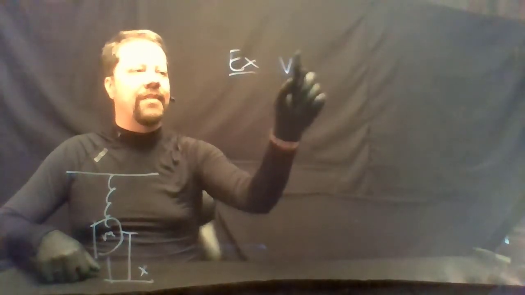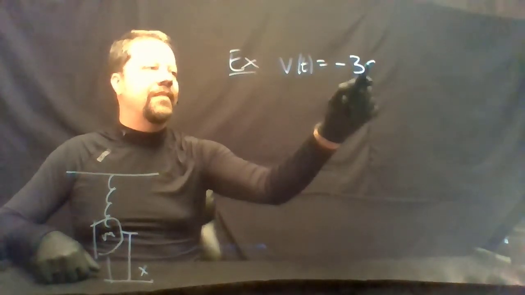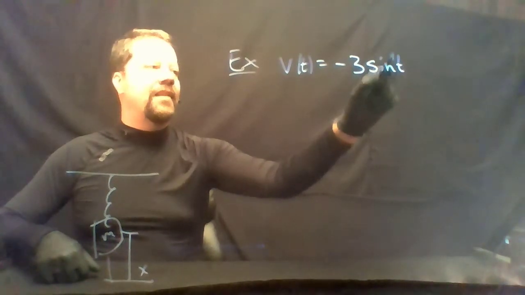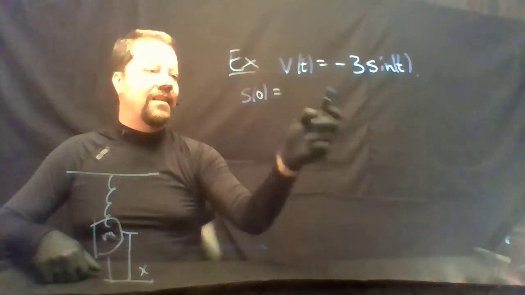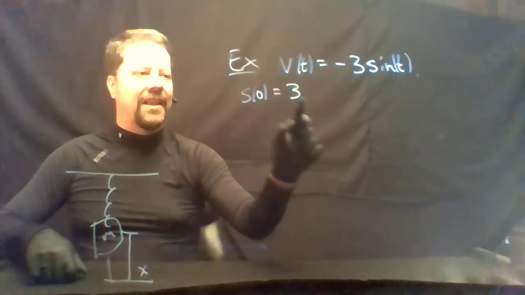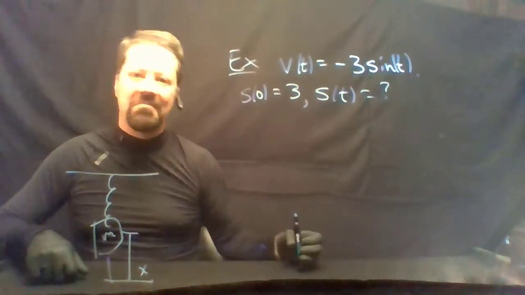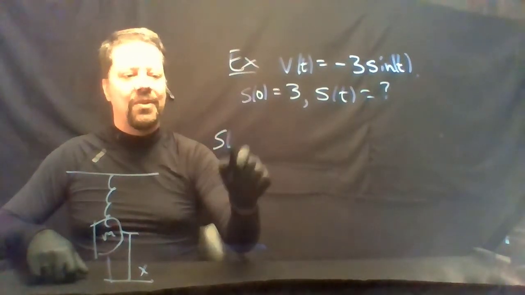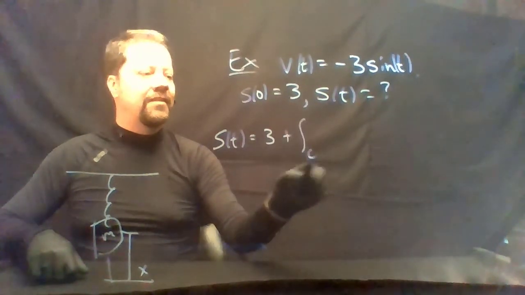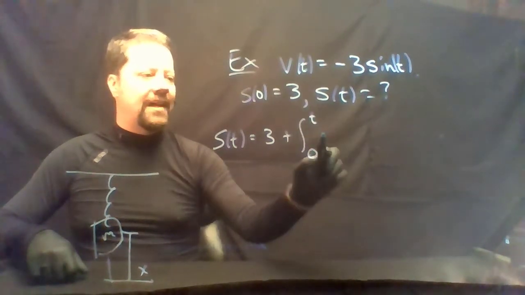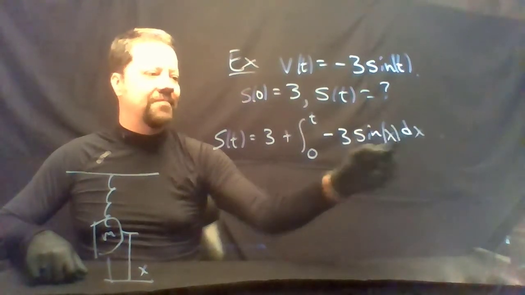Let's suppose that the velocity as a function of time is equal to, let's say, negative 3 sine of t, and the initial displacement is going to be 3. What is the displacement as a function of time? To get that, we'll use our formula. It's equal to the initial displacement plus the integral from 0 to t of our velocity function, which is negative 3 sine of x, dx here.